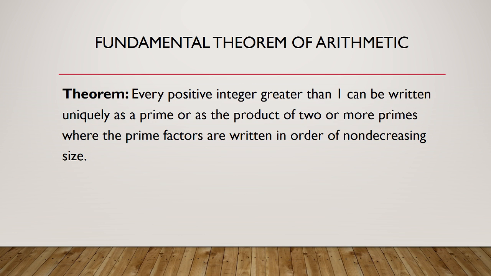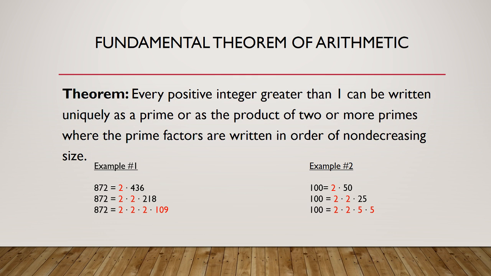The theorem is that every positive integer greater than 1 can be written uniquely as a prime or as a product of 2 or more primes, where the prime factors are written in order of non-decreasing size. So the first example, divide by 2, divide by 2, divide by 2, you end up getting 2, 2, 2, 109, all prime numbers. Second example, same thing: 2, 2, 5, 5, all prime numbers.